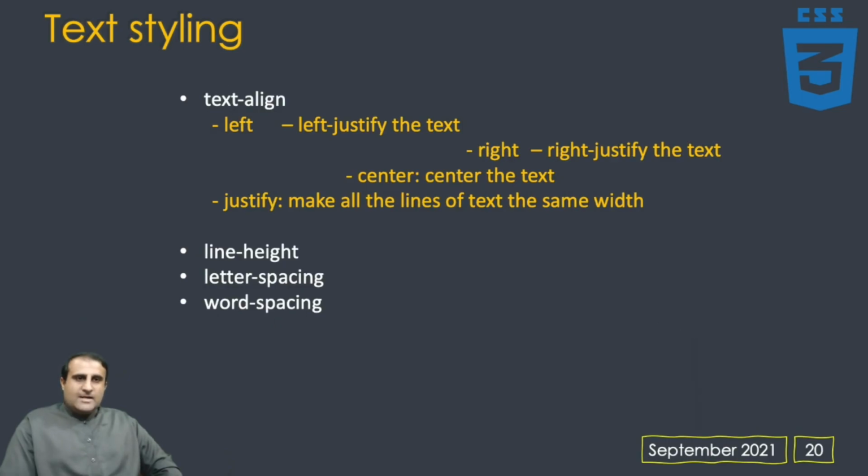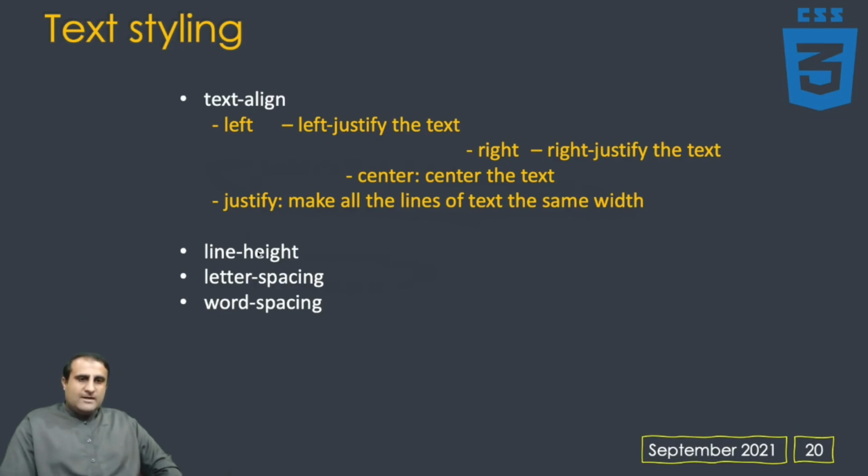Then we have the text align property, and there are several values. For example, left means the text will be left justified. For the right value, the text will be right justified. And for center, the text will be center aligned. And finally, we have the justify value, which means all lines of the text will be of the same width.